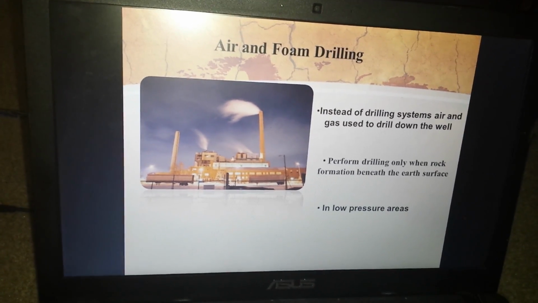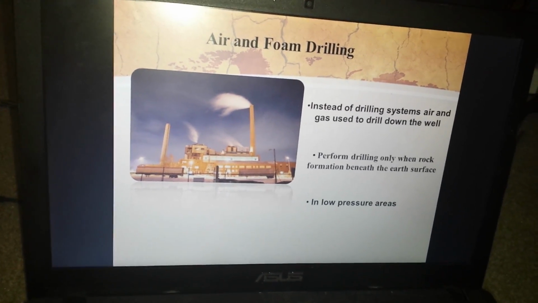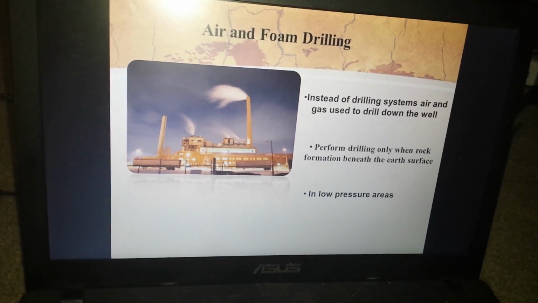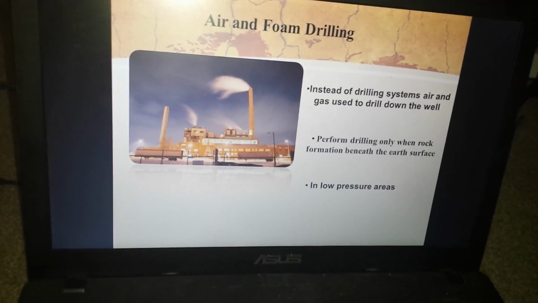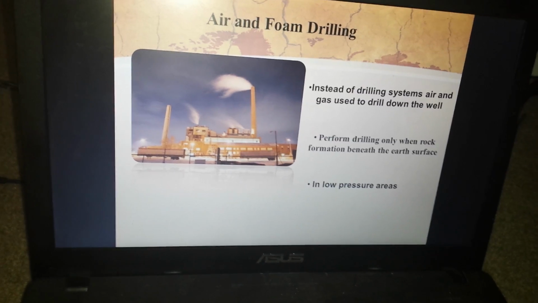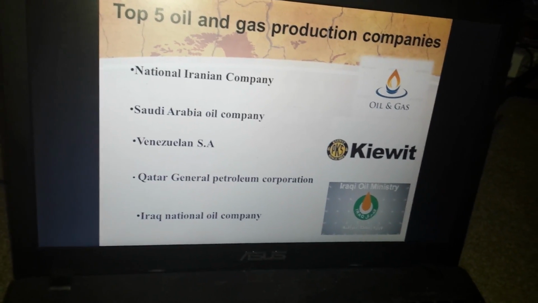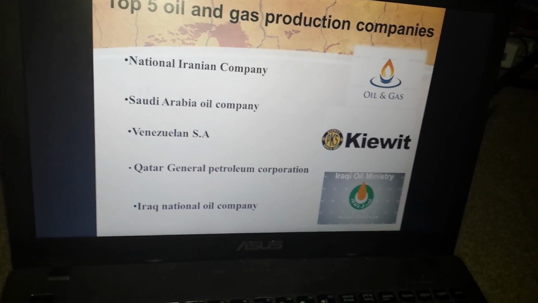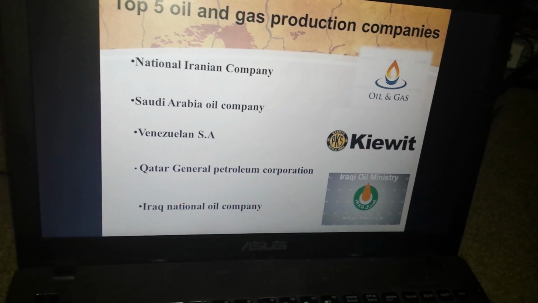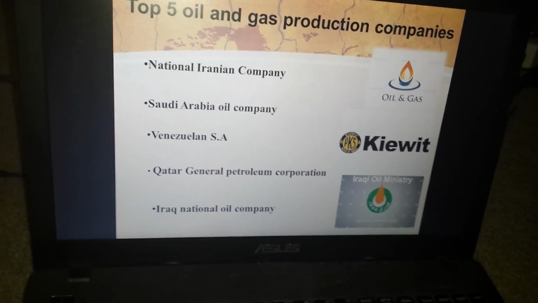Here, instead of using drilling equipment, air and gas is used for drilling. So in low pressure areas, air and foam drilling is used. And these are the top oil and gas production companies in the world, such as National Iranian Oil Company, Saudi Arabia Oil Company, Iraq National Oil Company.